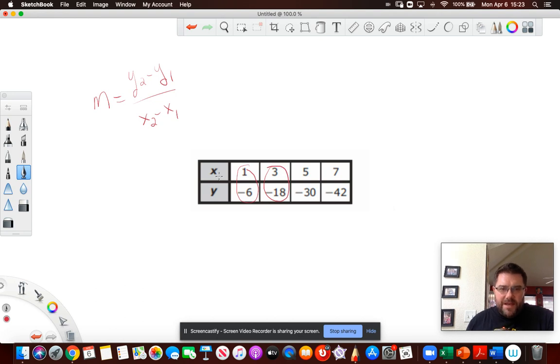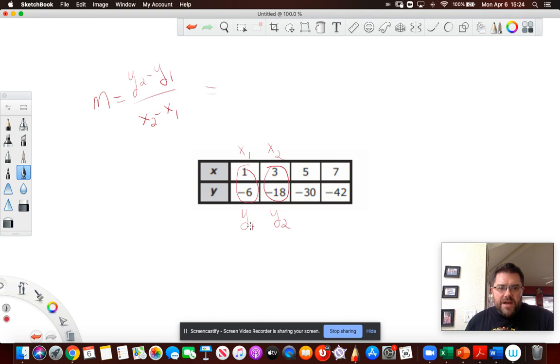And I'm going to label them. I'm going to call this one x1, and this is x2, and I'm calling them that because they are my x values. If I call this one x1, I have to call this one y1, because wherever x1 is, y1 goes along with it. So this is x1 and y1, this is x2 and y2. So now I'm going to take these numbers and put them into the formula up here.